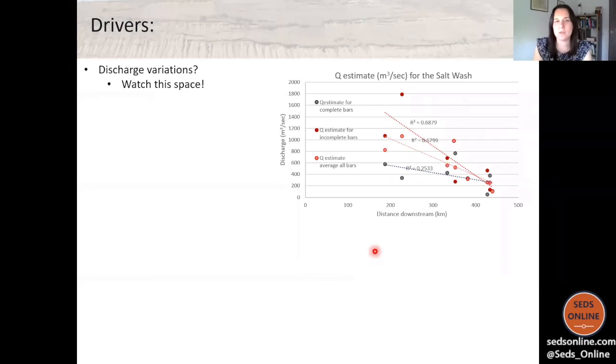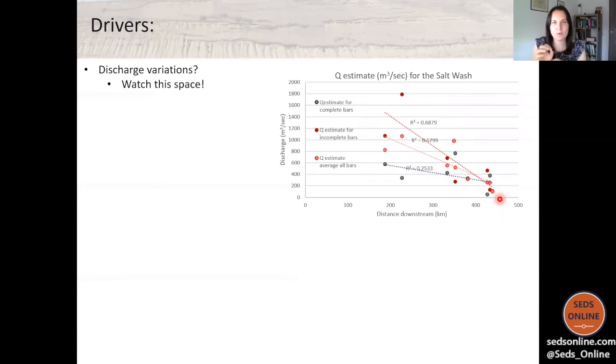But what we've been able to do is estimate the discharge for a series of bars across the system. And again, we see that nice downstream trend. So I'm just going to focus on the average for all bars. We can see that nice downstream trend, but we are seeing, again, that variability that is present. And that variability isn't consistent in terms of where we're sitting in the stratigraphy.